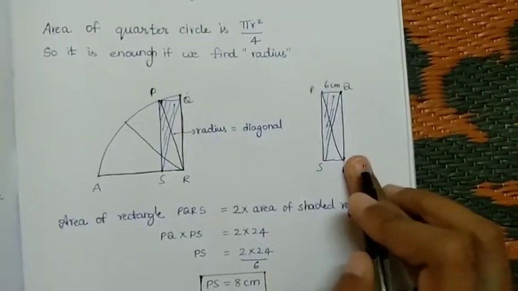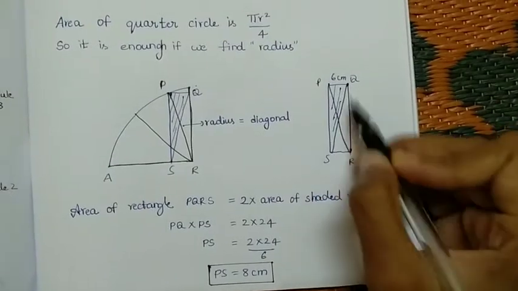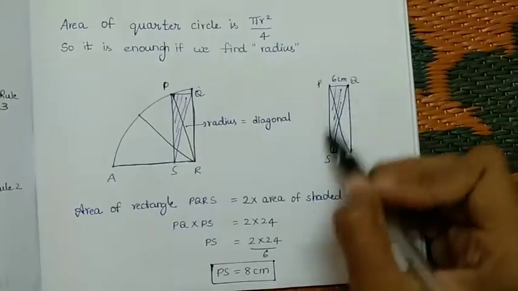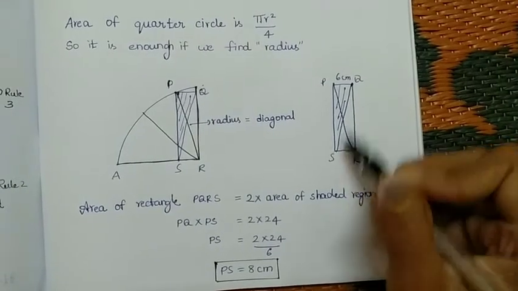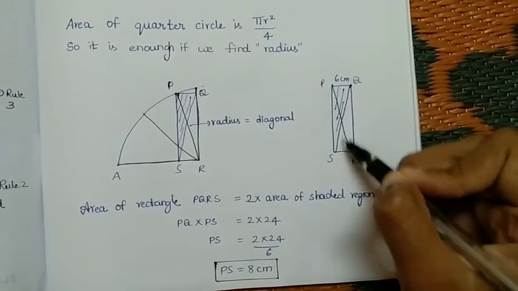Here I have given it clearly. This is the inscribed rectangle PQRS. Half of this rectangle is shaded. Here this is a diagonal, and in the same manner, this is also a diagonal.